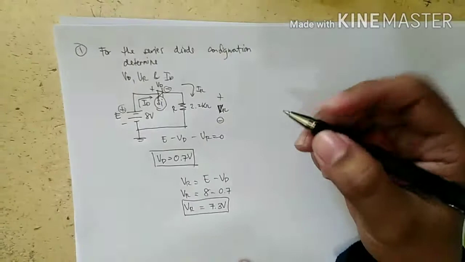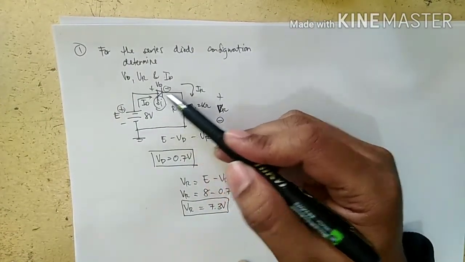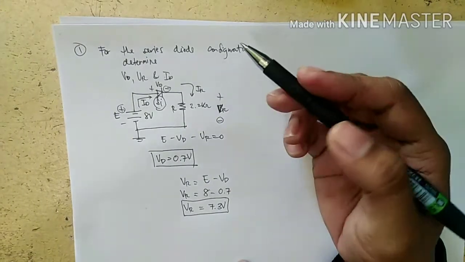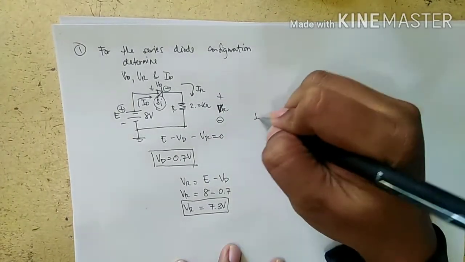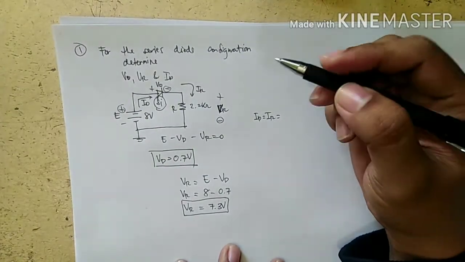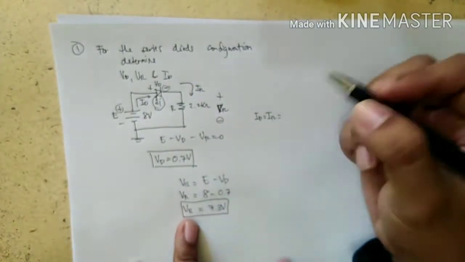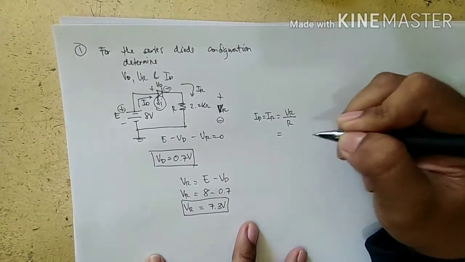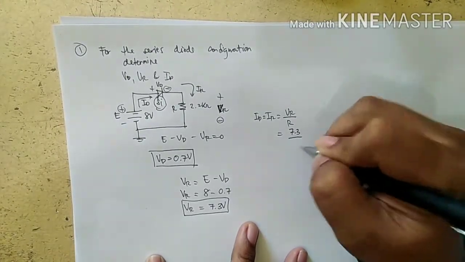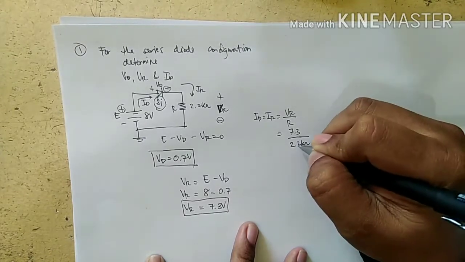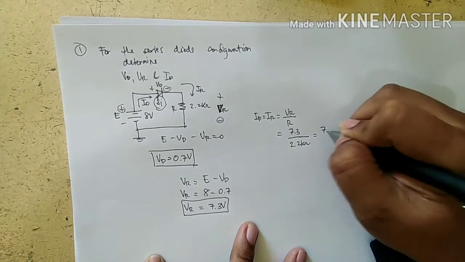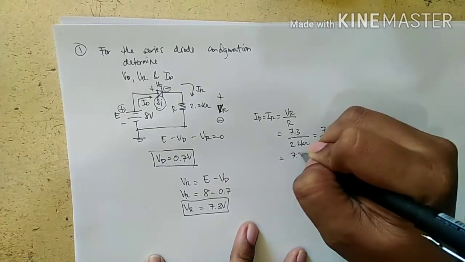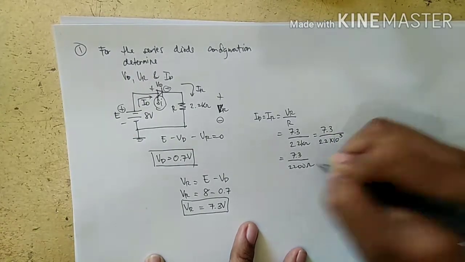What else? ID. Since the diode and resistor are in series, the current in the diode and the current in the resistor are the same, so ID is equal to IR. Using Ohm's law, IR is VR divided by R, which is 7.3 divided by 2.2 kilo ohms. 2.2 kilo ohms is 2,200 ohms.